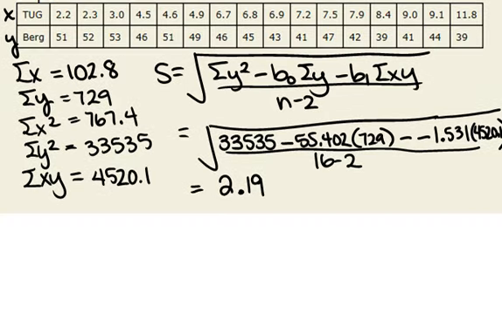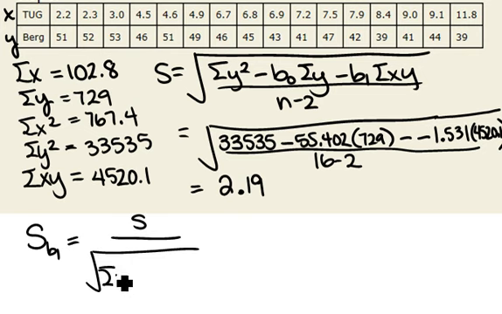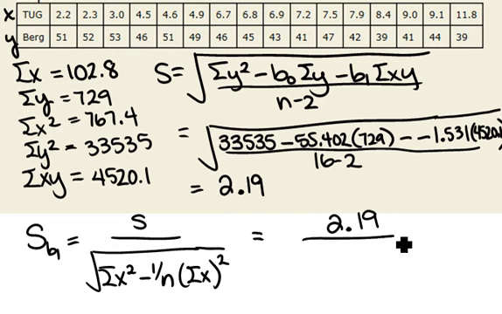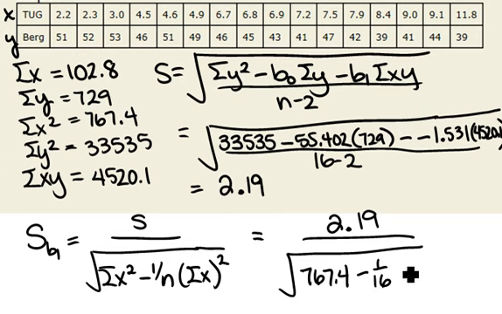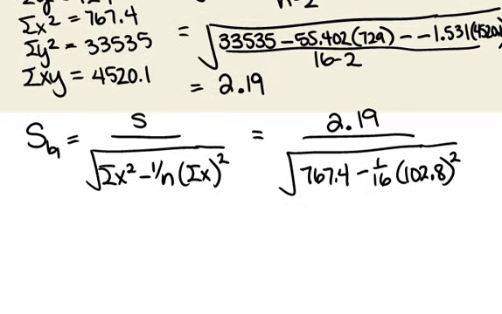of the slope. And the standard error of the slope, which is written as S sub B1, is this S we just calculated over the square root of the sum of the x's squared minus 1 over n times the quantity of the sum of the x's, then squared at the end. So plugging in what we have, we'll get 2.19 over the square root of 767.4 minus 1 over 16, and then this term is the 102.8, where we add up the x's first and then we square that at the end. And so what you should get here then for your standard error of the slope is about 0.215.